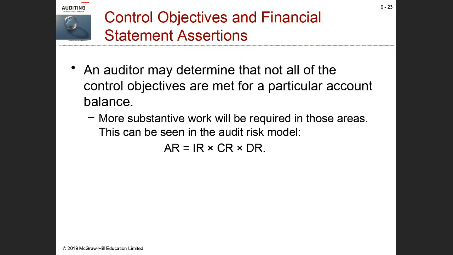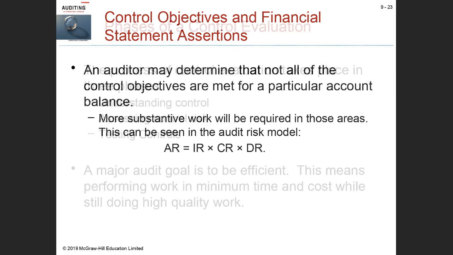Keep in mind, substantive procedures are more costly than internal control procedures. So the idea from management's perspective would be we want the risk of material misstatement to go down, to be as small as possible, which means having a very strong internal control system. So auditors can allow detection risk to go up, which means our auditors won't have to do as much work. That will keep the cost of the audit down.